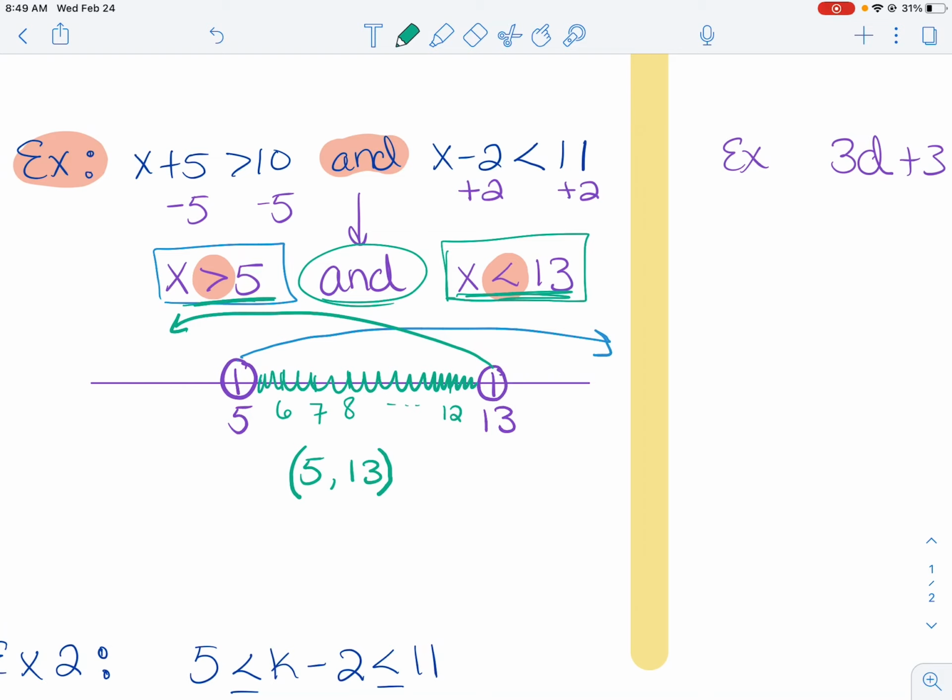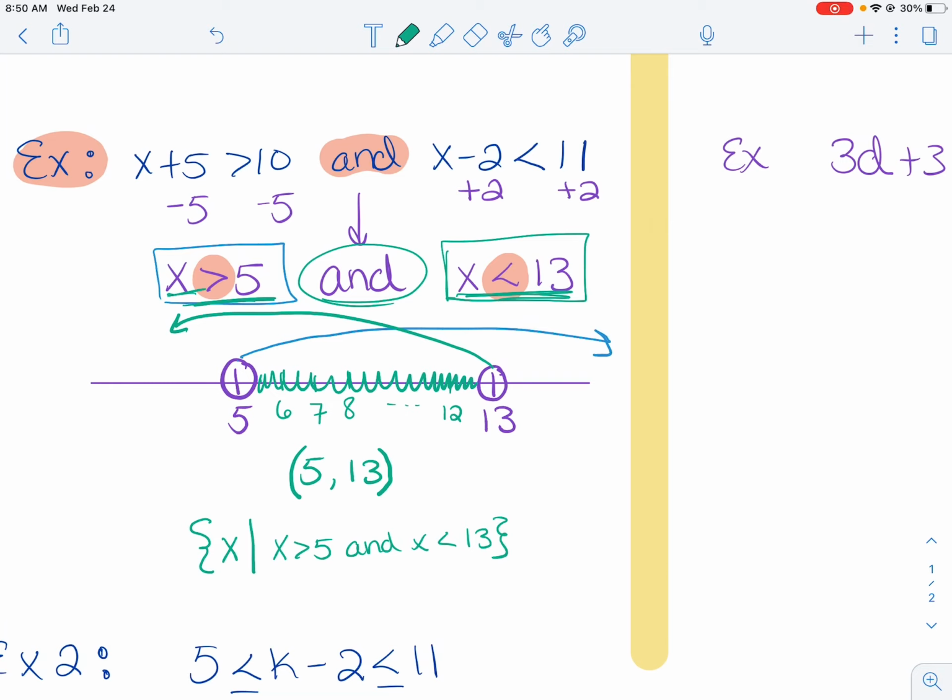Or we can write it as a set. So I'm going to use a set brace here. And we're talking about x as our variable. So all the numbers x such that, and then what I really want to do is I could write these two inequalities. So I could say x is greater than 5 and x is less than 13. But sometimes that's a little bit long for us to write.